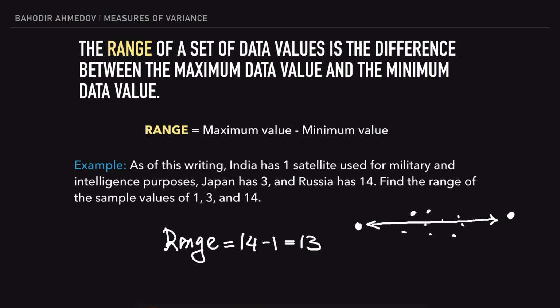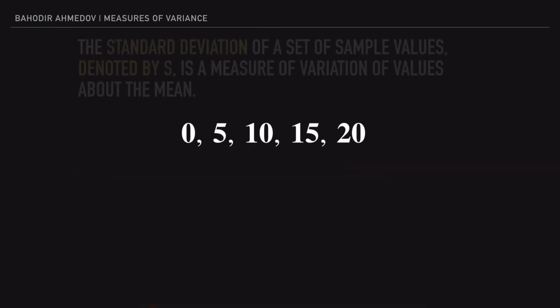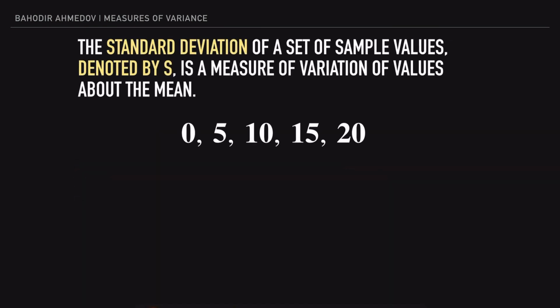We need to figure out another measurement which is less sensitive to outliers. Another way of calculation is called the standard deviation. The idea of standard deviation is to find the average distance between all of the points and the mean. And let's do this together.